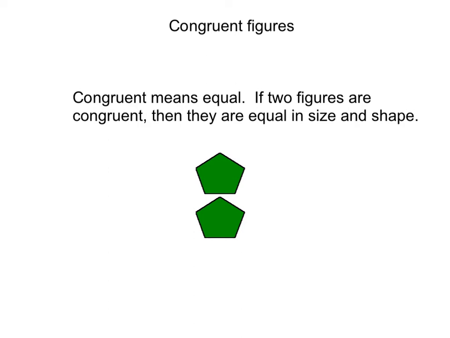Let's start by defining what we mean by the word congruent. The word congruent means equal. So when we talk about congruent figures, we're talking about figures that are the same in their size and shape. If two figures are congruent, then they are equal in size and equal in shape. Here's an example of two congruent pentagons. Same size, same shape.